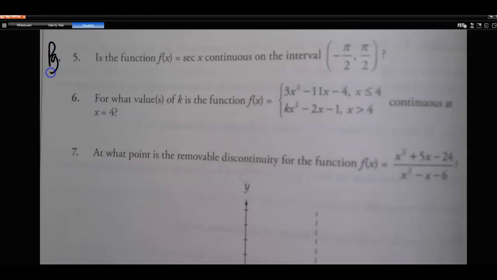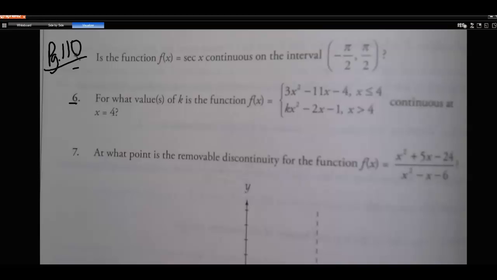Okay, let's move on to page 110, numbers 5 and 6. Is the function f of x equals secant of x continuous on this interval?